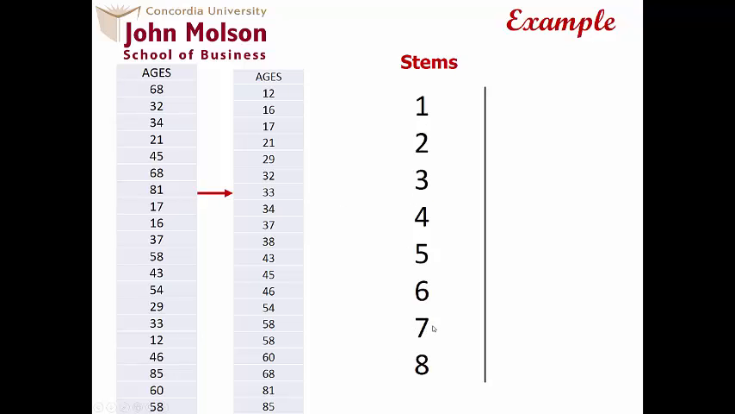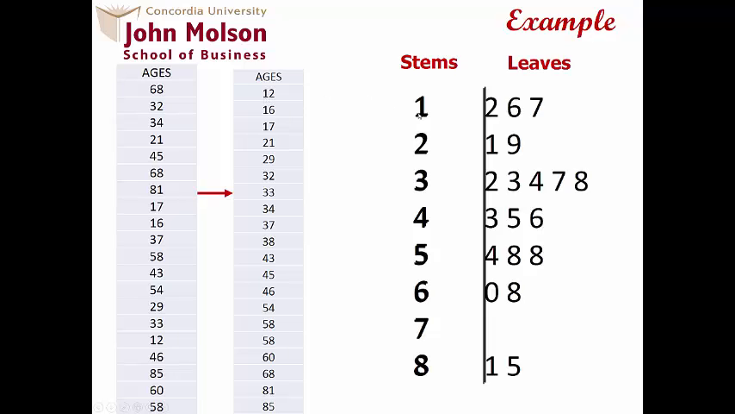Even if there's nobody in their 70s, I still have to put 7, because a stem is a list of consecutive increasing integers. Even if there are no observations for 7, I still need to put it there. And then I know those who start with 1. This is 12. So 1 corresponds to the stem, and the leaf will be 2. 16, 1 and 6. 17, 1 and 7. Take, for example, 45. 4 is the stem here, and the leaf is 5.